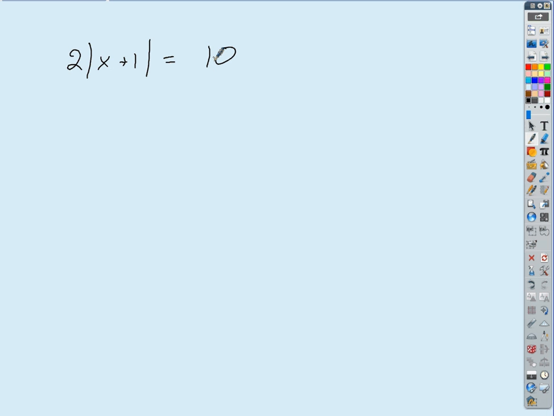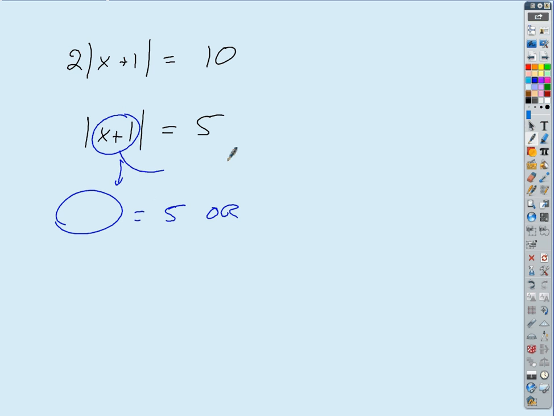What'd you do first? You isolate the absolute value, right? So we divide each side by 2, and we get the isolated absolute value equals 5. And then whatever's inside the isolated absolute value, we trade the one absolute value equation for 2 regular equations. So whatever's inside either equals 5 or negative 5. Then we just solve those. I'd get 4 or negative 6 as my solutions.